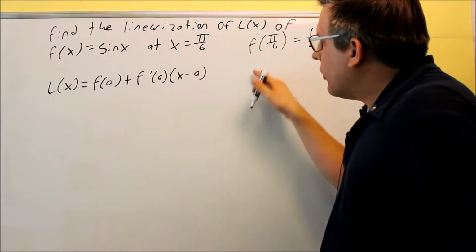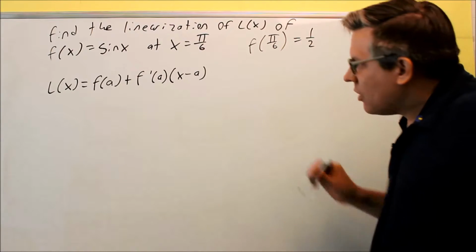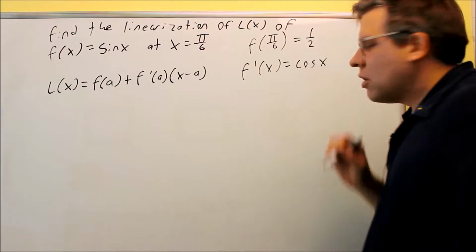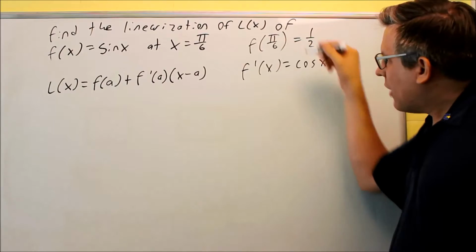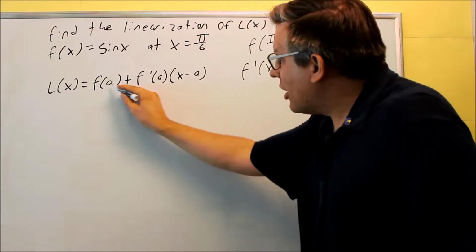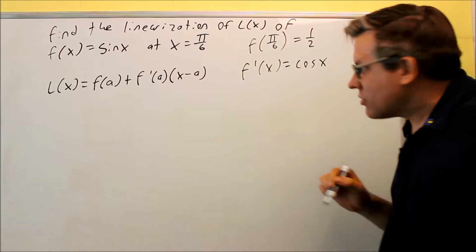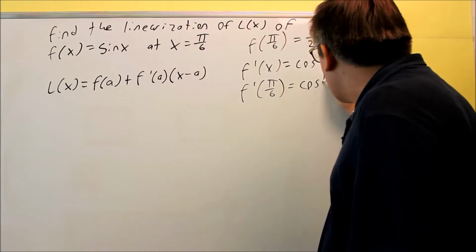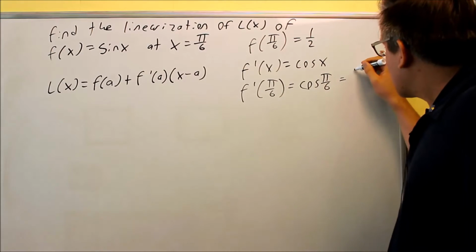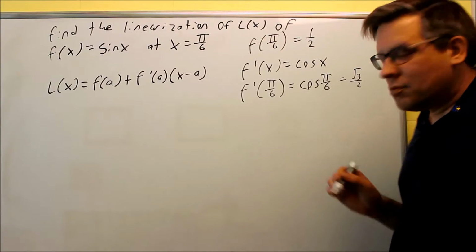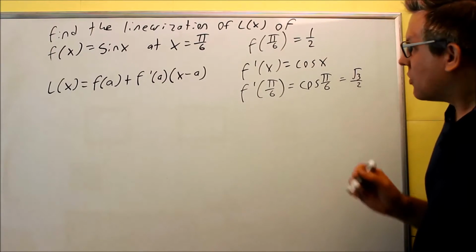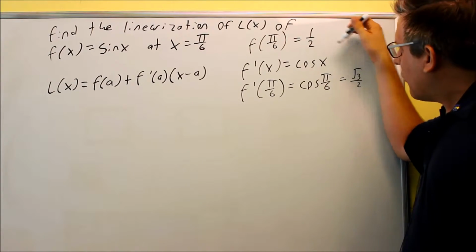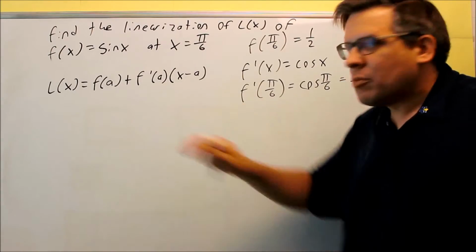Next, I want to find the derivative, and I want to put pi over 6 into it. So my derivative of sine x is going to be cosine x, and now I'm going to put pi over 6 into here. So again, the a value I have here is going to be pi over 6. So f primed of pi over 6 is going to be cosine pi over 6, and that's going to be root 3 over 2 using a unit circle. Sine is 1/2 and cosine is square root of 3 over 2 when you're looking at pi over 6. So now we have these two values. We're going to plug them into here.